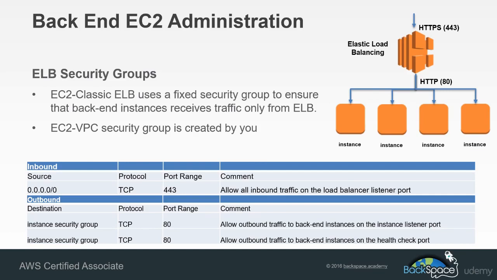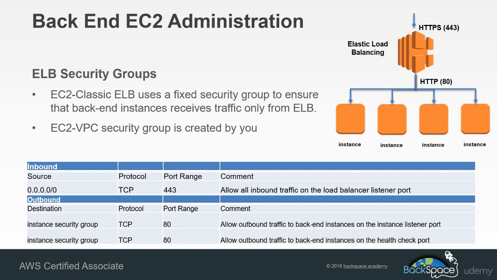So another thing we need to look at is the ELB security group. EC2 Classic, outside of a VPC, the old AWS accounts will have EC2 Classic available to them. Not many people are using it now, but some are. That will use a fixed security group, which ensures that back-end instances will receive traffic only from the elastic load balancer. The other security group, which is the one you would most probably be using, and you certainly should make sure that you use, is the EC2 VPC security group, and that will be created by you. That's not automatically created for your ELB.